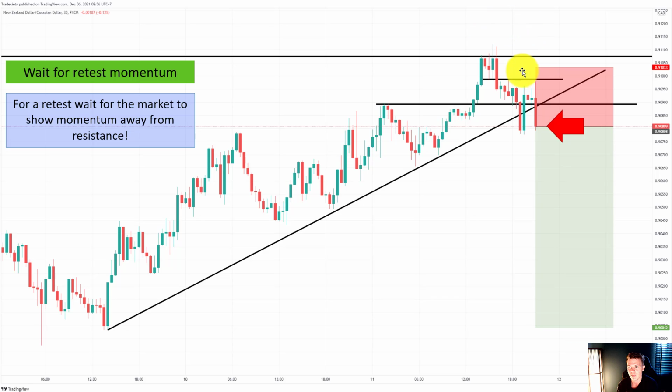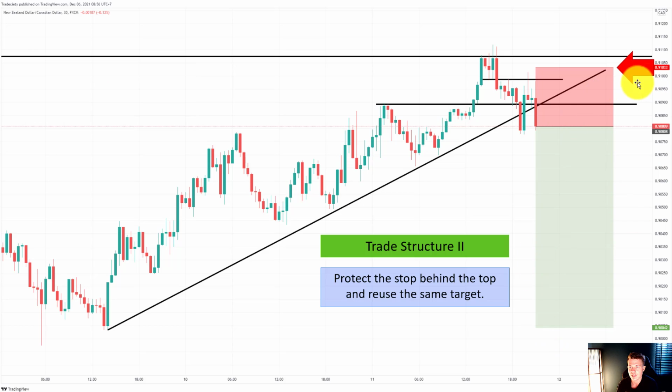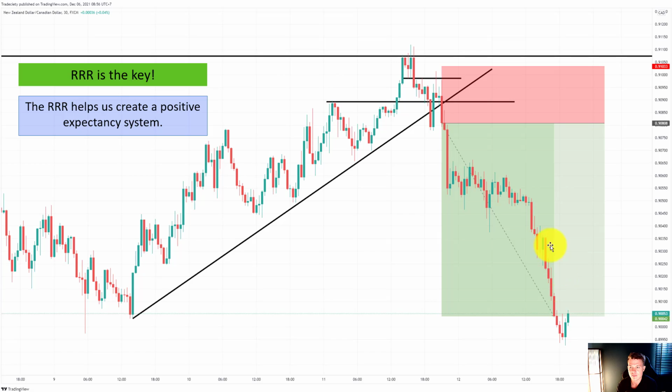So in this example, we put it above the recent high. For the target, we use the same target because to the downside, nothing has changed. So we don't need to adjust our target and we can just reuse it. So very simple approach, and let's see what happens. The market has moved into our target and we are out of the trade.